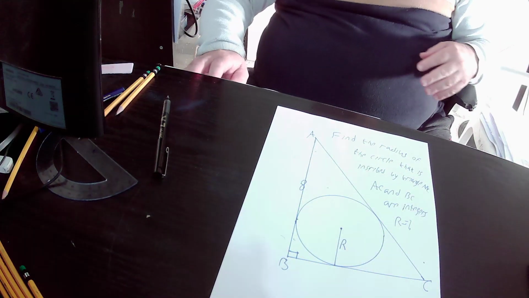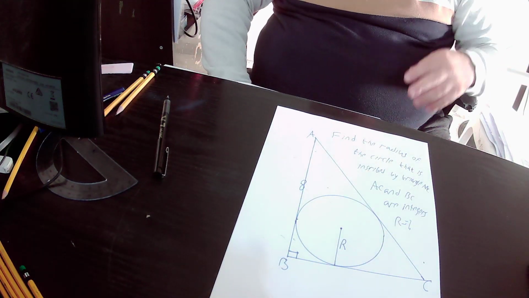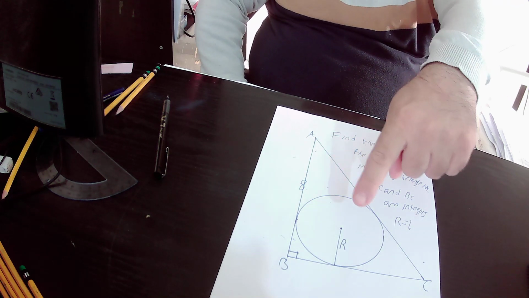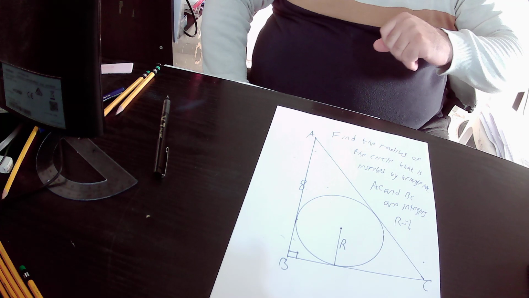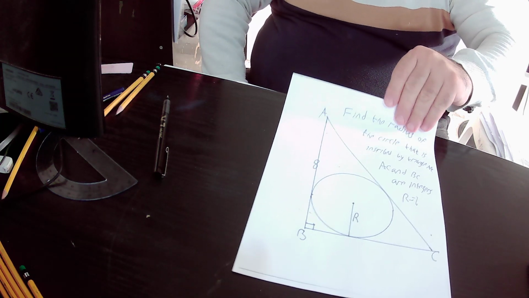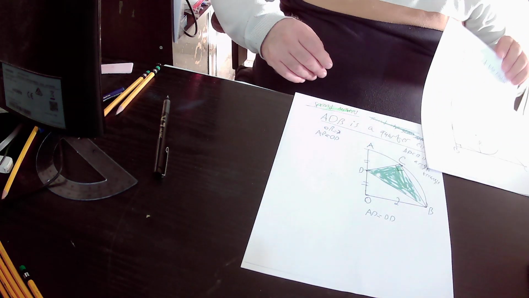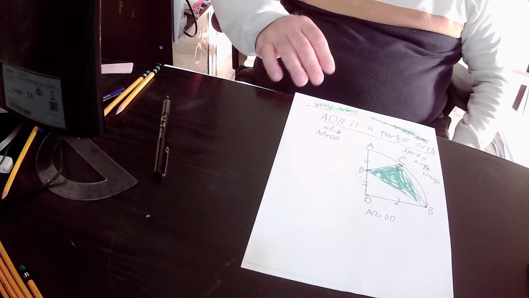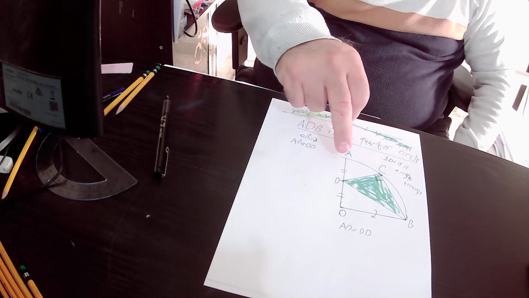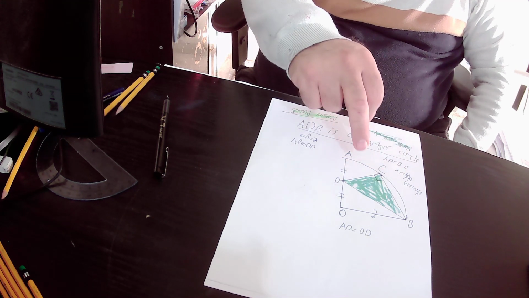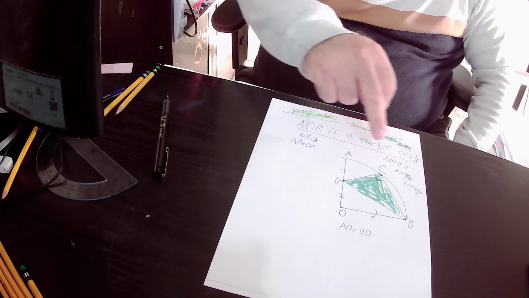Now, in this lecture, we'll answer two questions. In the first question, we'll find out the radius of this circle that is inscribed by the right triangle, triangle ABC. And in the second question, we will find out the area of the blue right triangle, triangle DCB that is inscribed by the quarter circle.